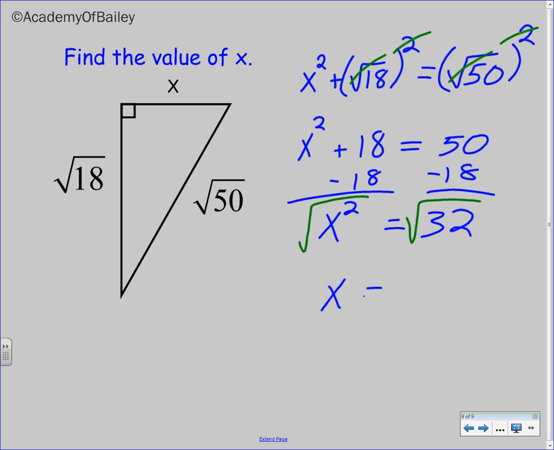So therefore, x is equal to plus or minus the square root of 32. 32 is not a perfect square, so let me do some work here. The square root of 32. I know what perfect square goes into 32, do you? 16. There we go. So it should be 4 square root of 2 here. And then what's x equal to? X is equal to positive 4 square root of 2.